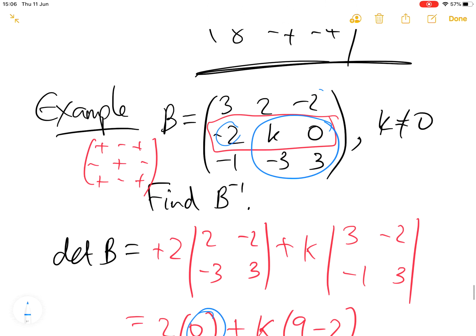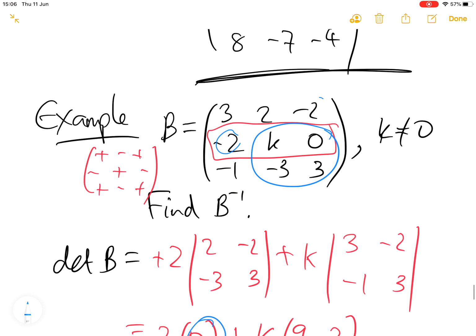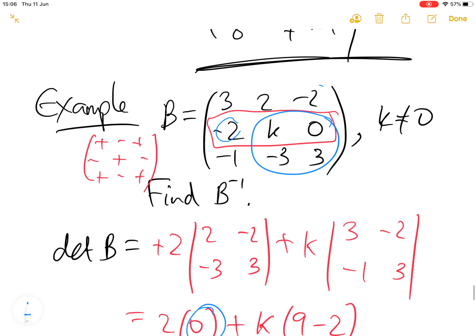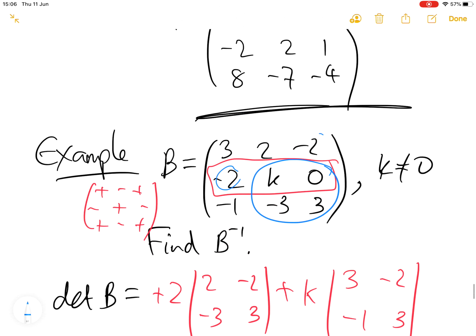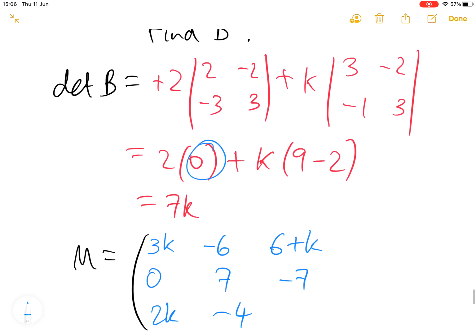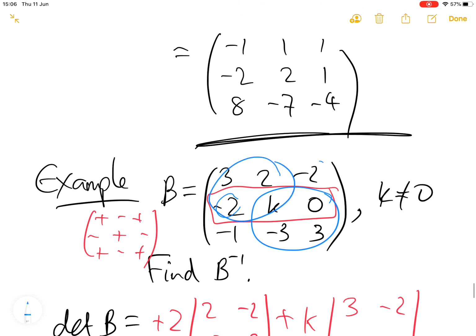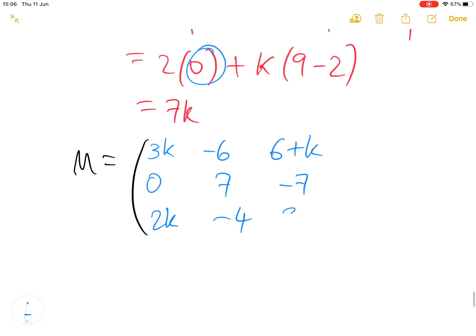And then the minor corresponding to 0 is 3 times -3, add 2. So that's -7. And then for the bottom left entry, the minor is 2k. For the middle bottom entry, the minor is -4. And bottom right, we get the determinant of the top left 2x2 submatrix, which is 3k plus 4. Okay, so that's the matrix of minors.